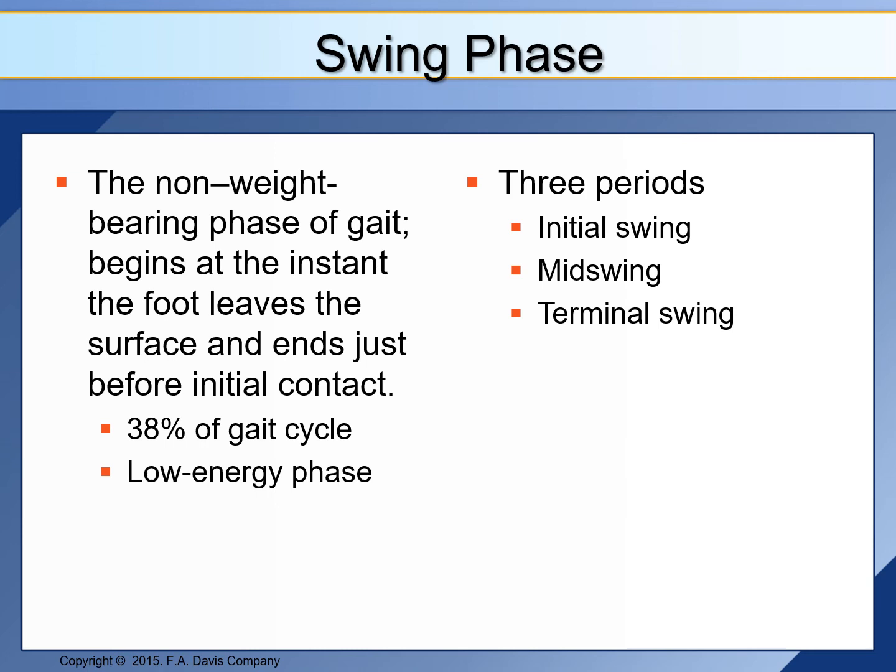Whereas swing phase, the non-weight bearing phase of gait, begins at the instant the foot leaves the surface and lasts until just before the initial contact. It is 38% of the gait cycle, a low energy phase. There are three periods: initial swing, where you're moving initially; mid swing, where your foot is in the air, not touching the ground; and terminal swing, where you're ending the swing.